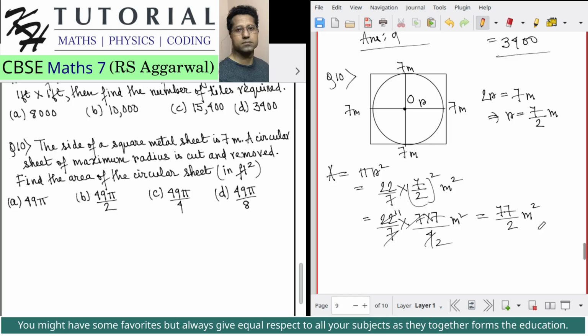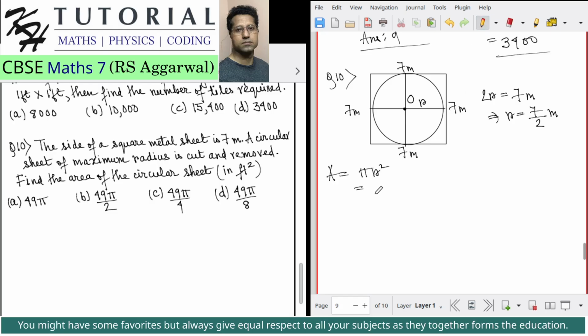Now what is the conversion formula? How do I convert meter square into feet square? Find the area of circular sheet in feet square. 49 pi. If I look at the choices, it seems okay. So pi r square is 22 by 7. Okay, let me. You have to find the solution based on the given choices.